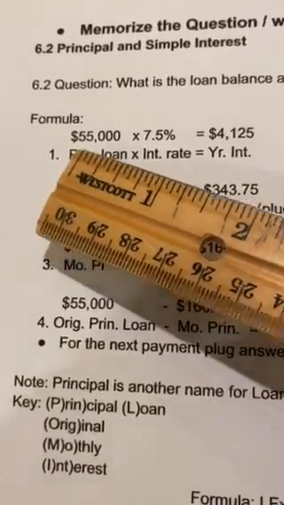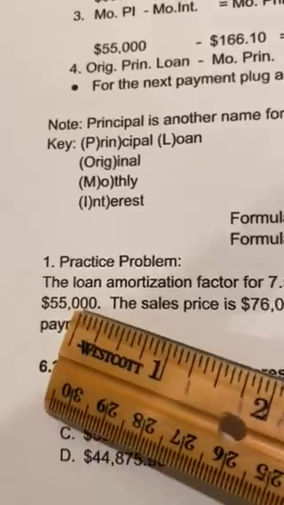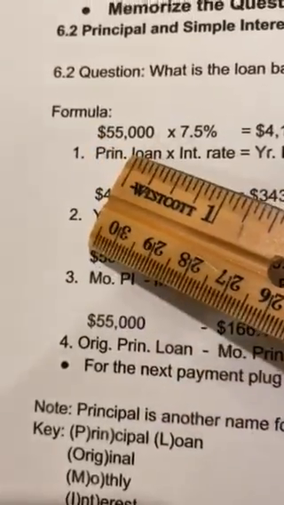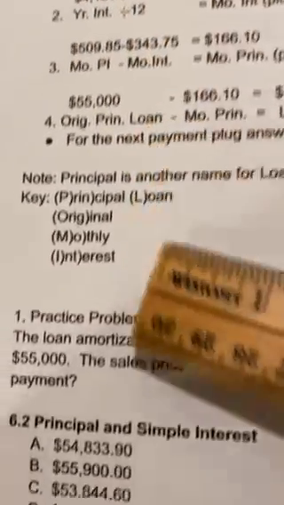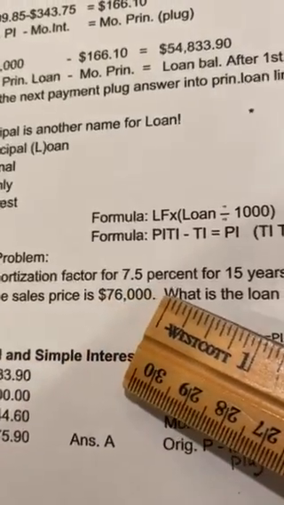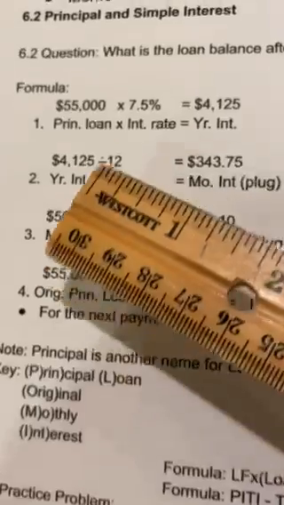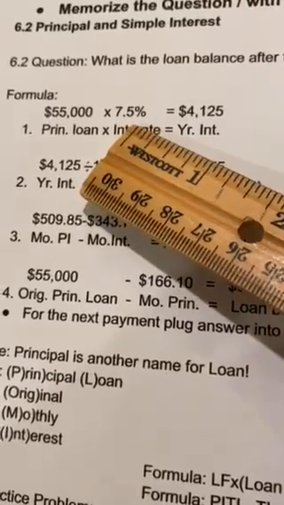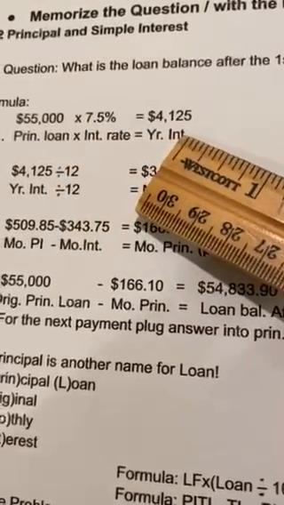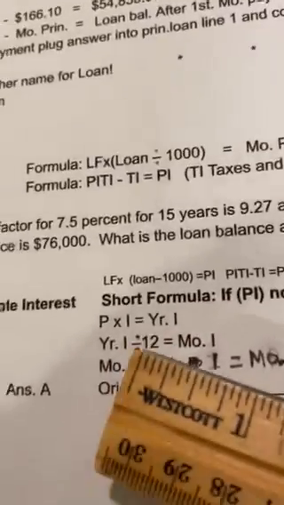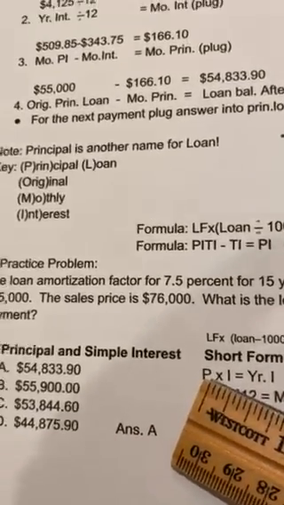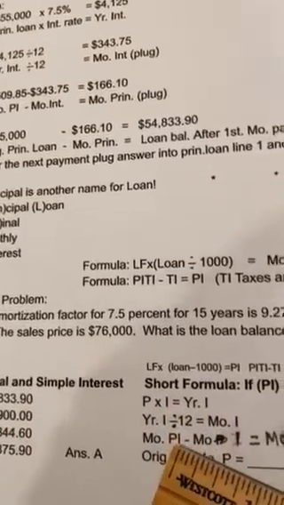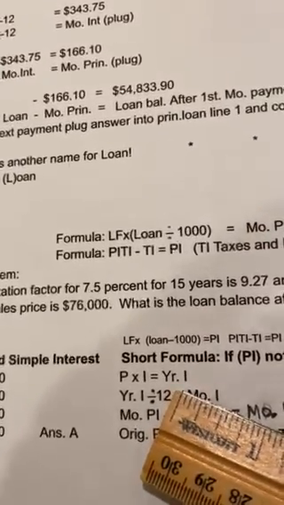We know that the principal loan, and it tells you your loan is $55,000, the loan amount. So you plug that in, $55,000. Then you look for your interest rate, and the interest rate is 7.5%, and you plug that in. So now you say 55,000 times 7.5% equals your yearly interest, which you know down on your short problem, you would plug in 55,000 times 7.5, and that would be your yearly interest.